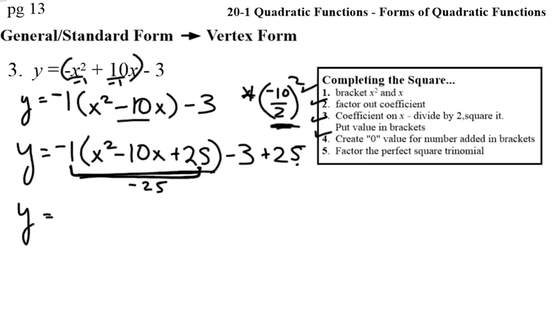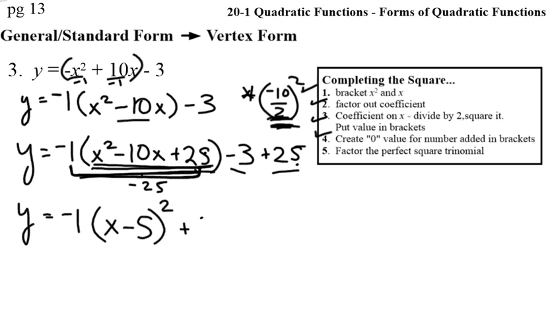Now what do I do? X squared minus 10x plus 25. Did I complete the square accurately? What do I multiply to get 25, add to get negative 10? Negative 10 divided by 2, it's a negative 5. X minus 5 squared. Combine my like terms. Plus 22. There you go.